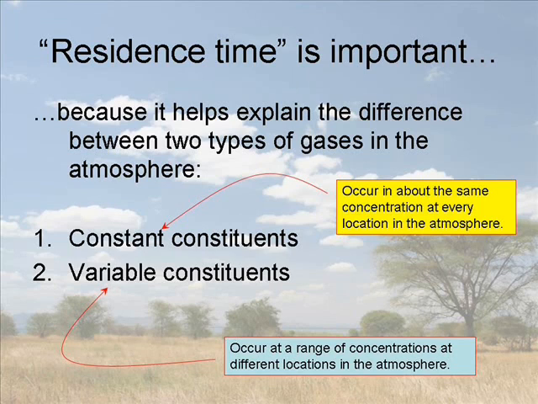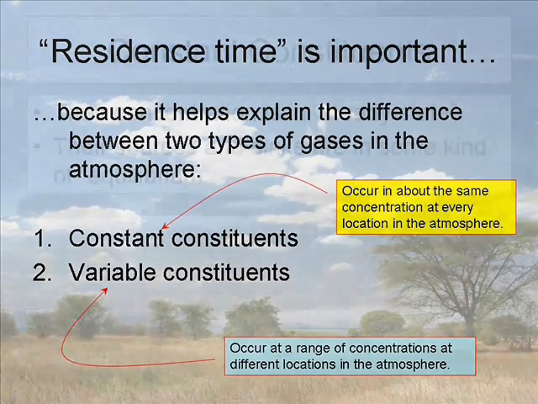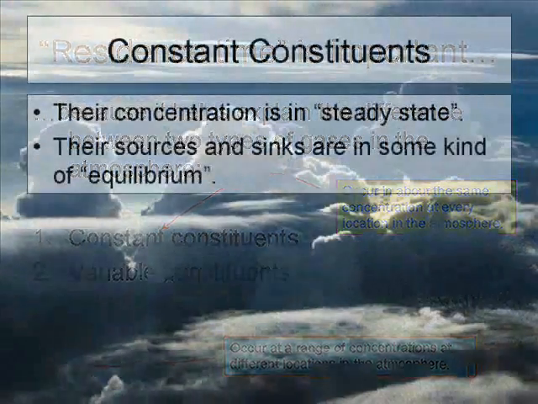Constant constituents occur at about the same concentration at every location in the atmosphere. It doesn't matter if you're at the top of the mountain or the bottom of a valley, if you're in the United States or China or the middle of the ocean, there's going to be about the same amount of that gas. Variable constituents, on the other hand, occur at a range of concentrations depending on where you are or when you are in the atmosphere. Maybe there's a lot of this gas in the winter, or maybe there's very little of this gas at the top of a mountain or something like that.